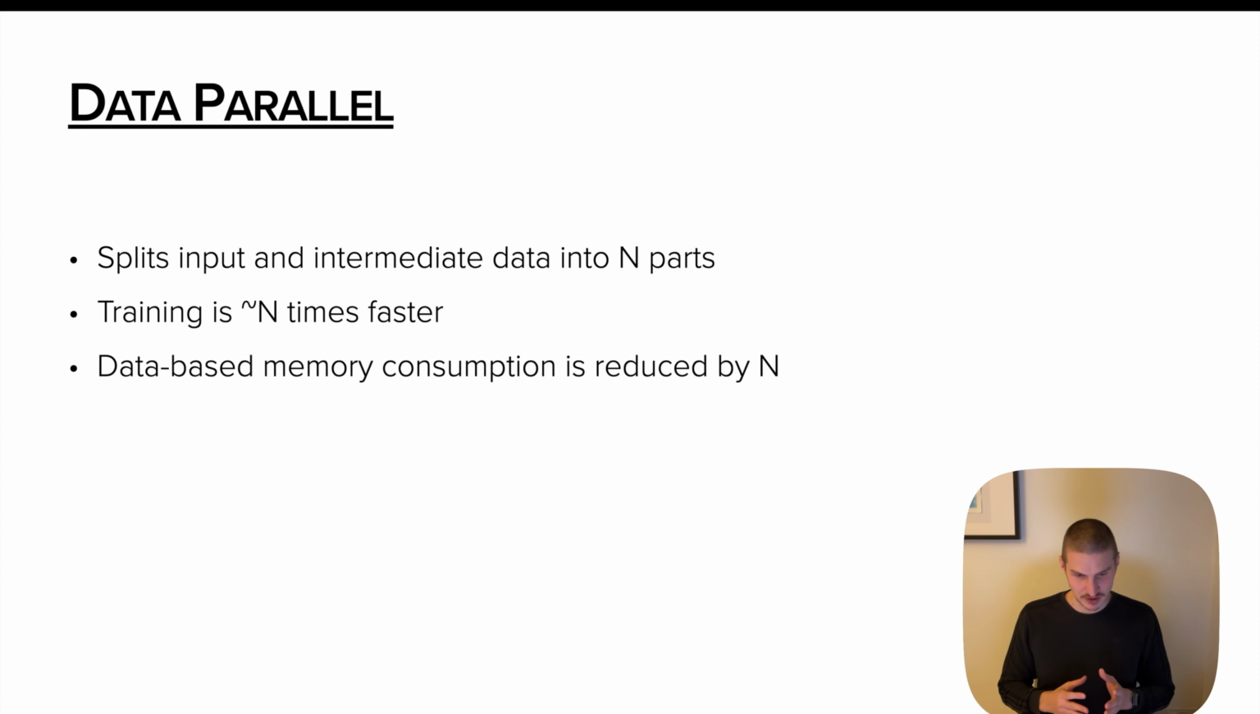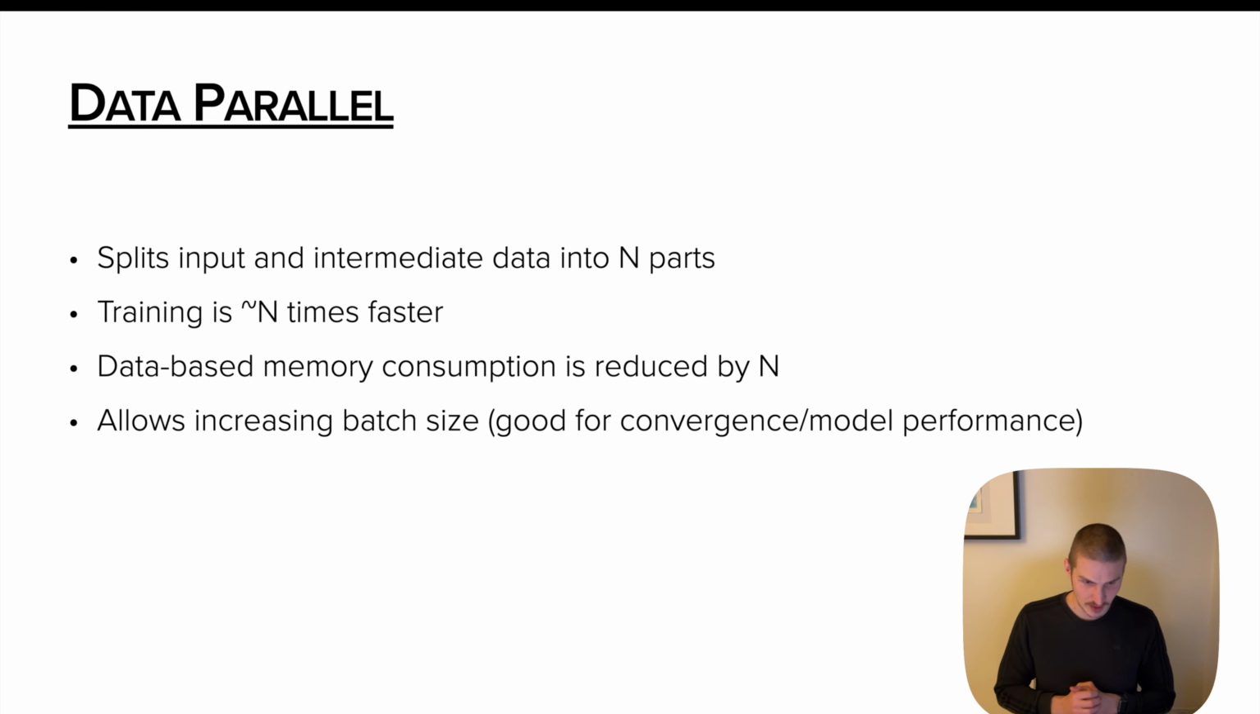Database memory consumption is also reduced by n. That's also a good thing because in many cases you want your batch size to be as high as possible, and that helps with convergence and overall quality of the model that you can get. And so if you have more nodes, more GPUs, you can train better models just by increasing batch size.